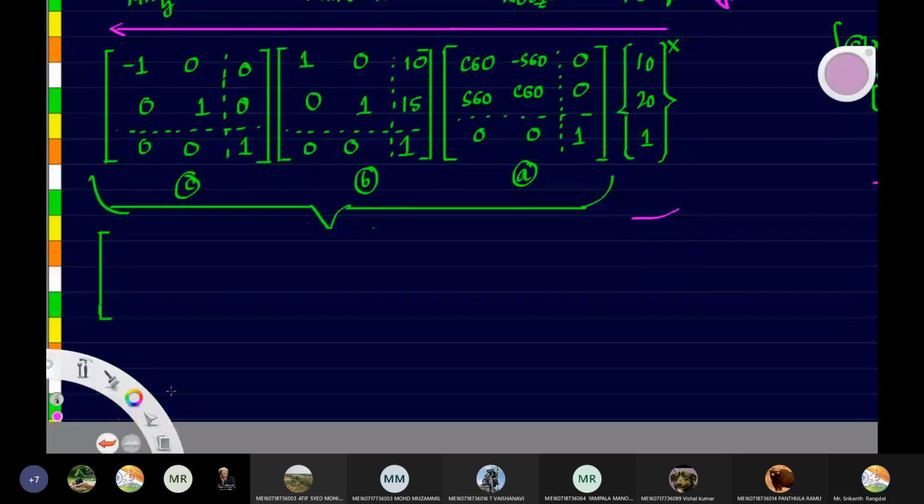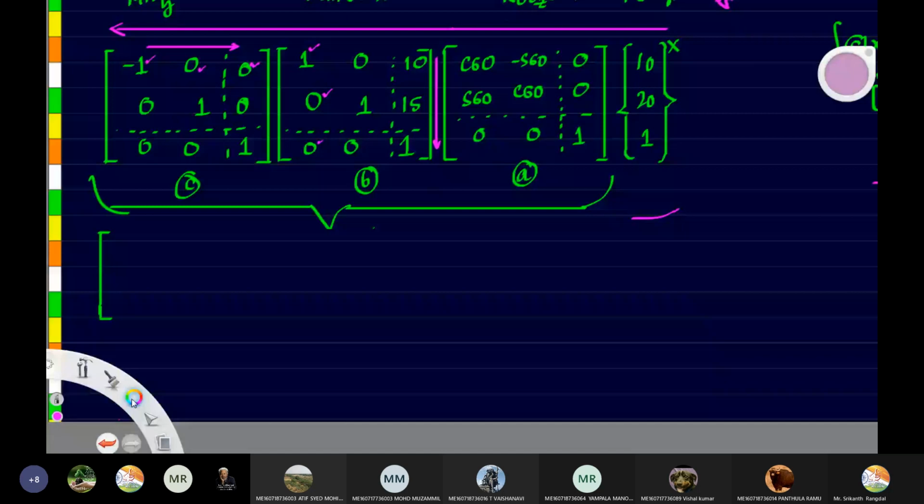We have to go to the right for C, and for B we have to multiply like this downwards. So minus 1 into 1, 0 into 0, this 0 into this 0. Okay, and all this we have to add, isn't it? So minus 1 into minus 1 is minus 1, and the remaining are all zeros. So here we get minus 1.